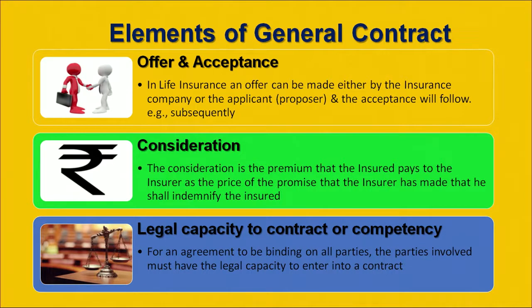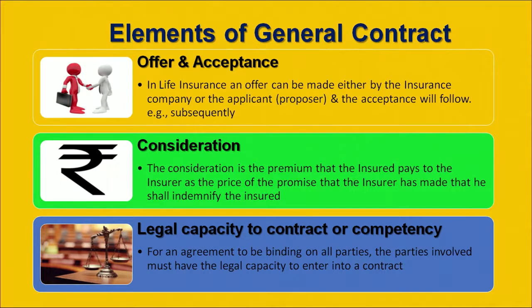When the offer is made and it is accepted by the other party, there is a consideration involved. What do we mean by consideration? Consideration is the premium which the insurance company charges for bearing the risk from the customer's end. So when the insurance company is taking the risk from the customer on itself, then obviously it will be charging a fee from the customer, and this fee is referred to as the premium or the consideration.